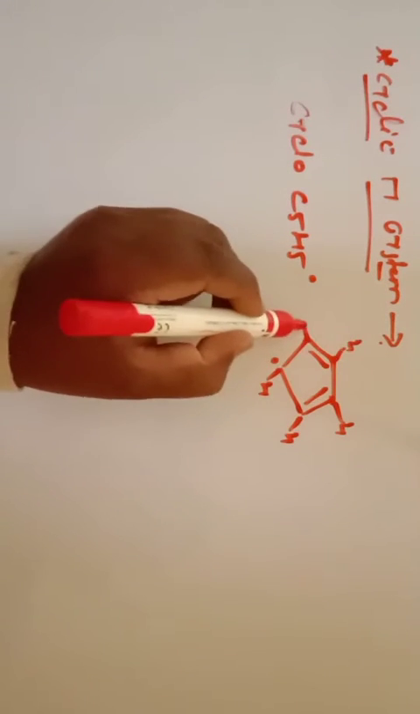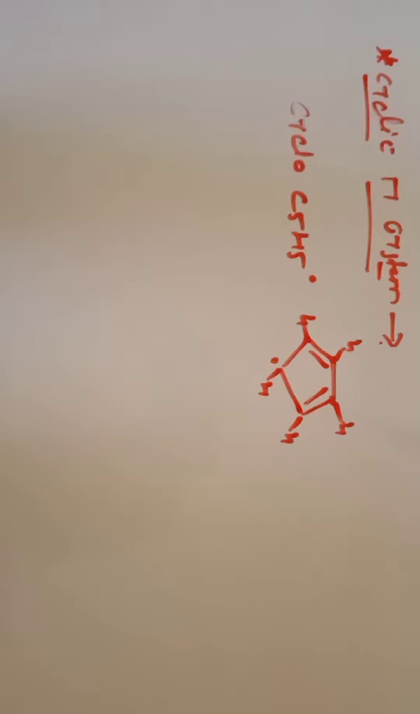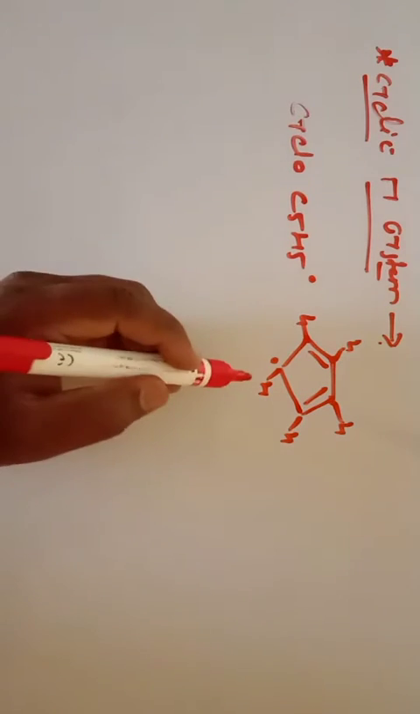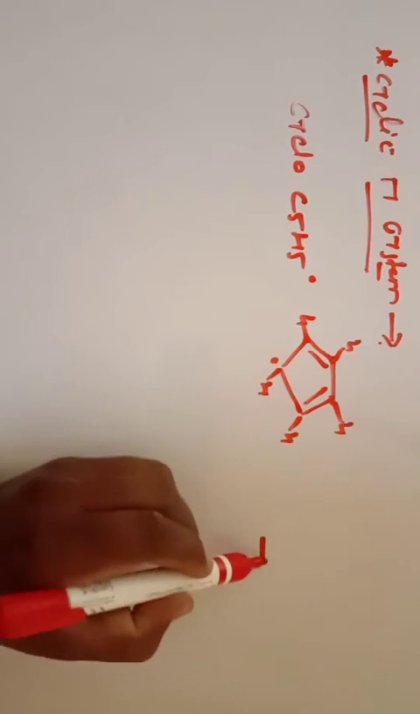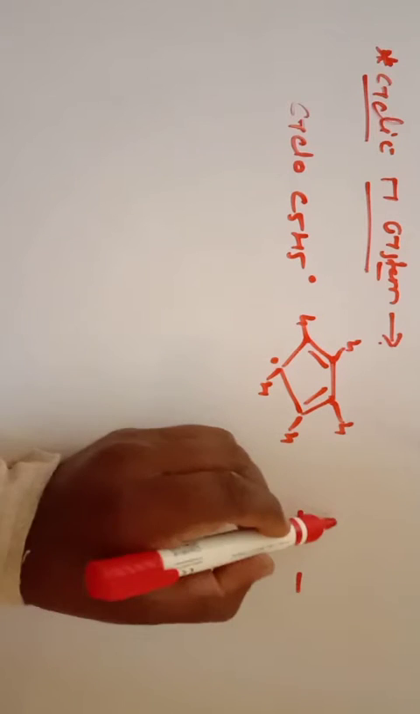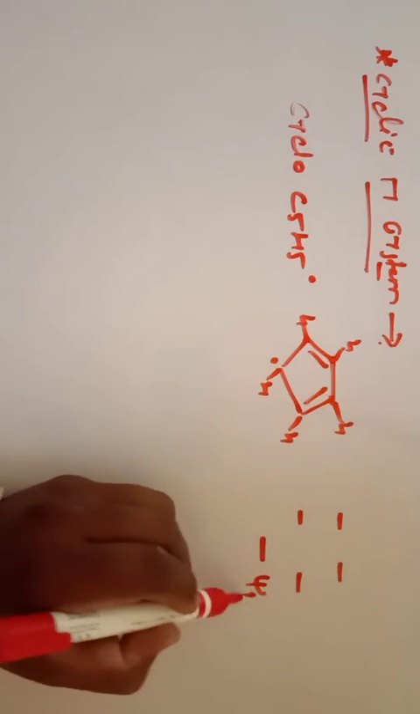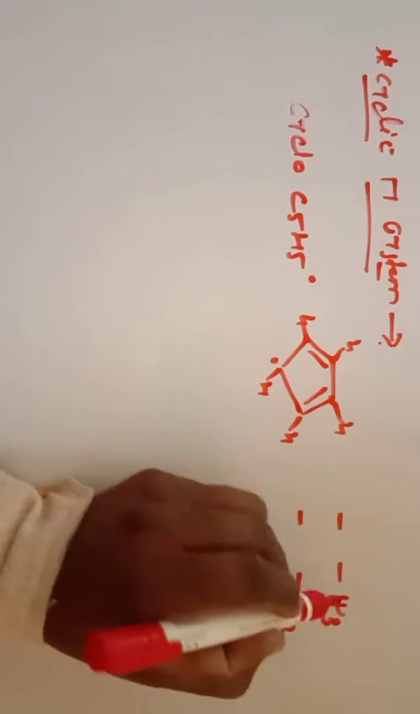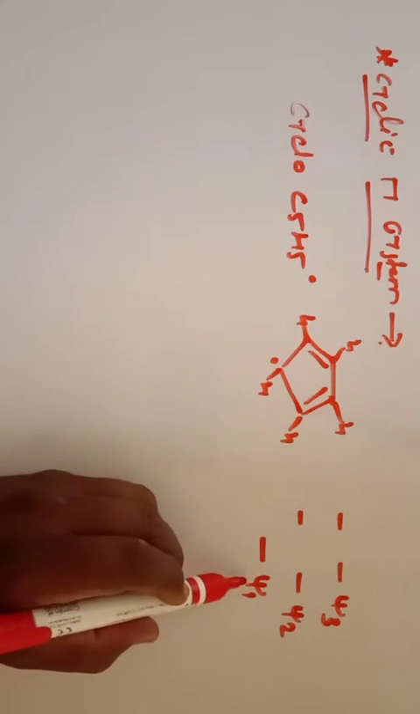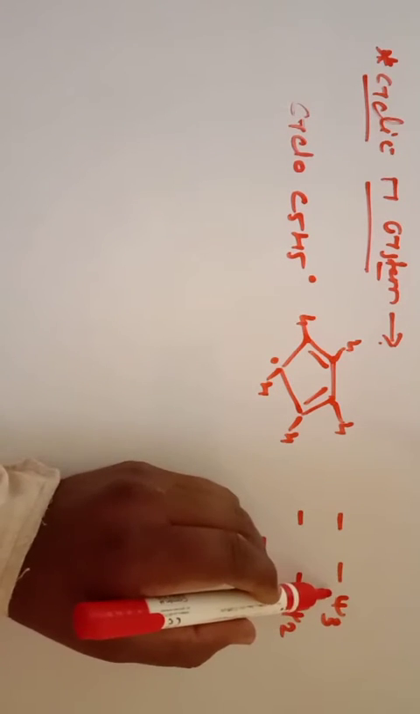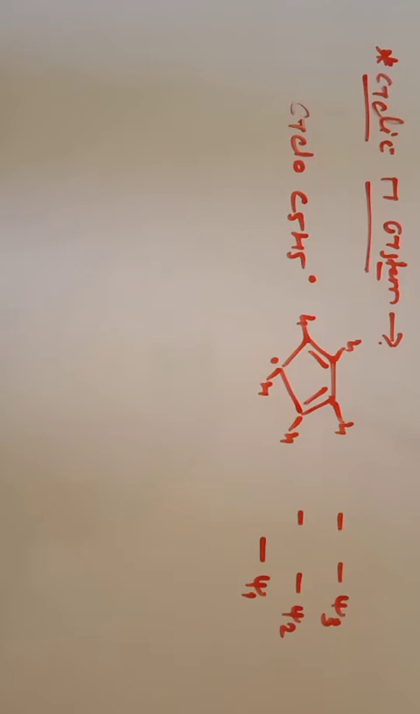And we know that for the cyclic polyenes, each vertex corresponds to the relative energy of the molecular orbitals. So if you consider this molecular orbital, this is your psi 1, this is your psi 2, and this is your psi 3. Psi 1 has no node, psi 2 has one node, and psi 3 has two nodes. So we will see the presentation of p orbital interactions and the relative energies, whether it is bonding, non-bonding, or anti-bonding.